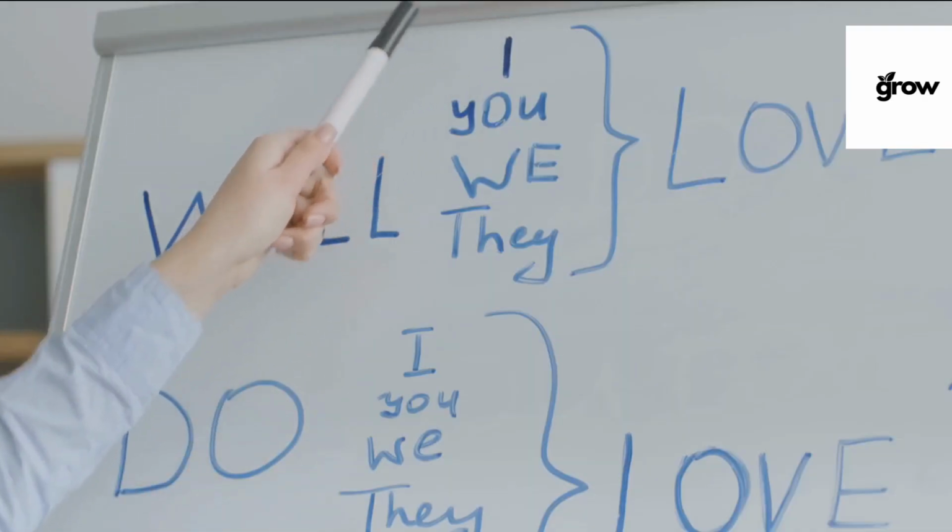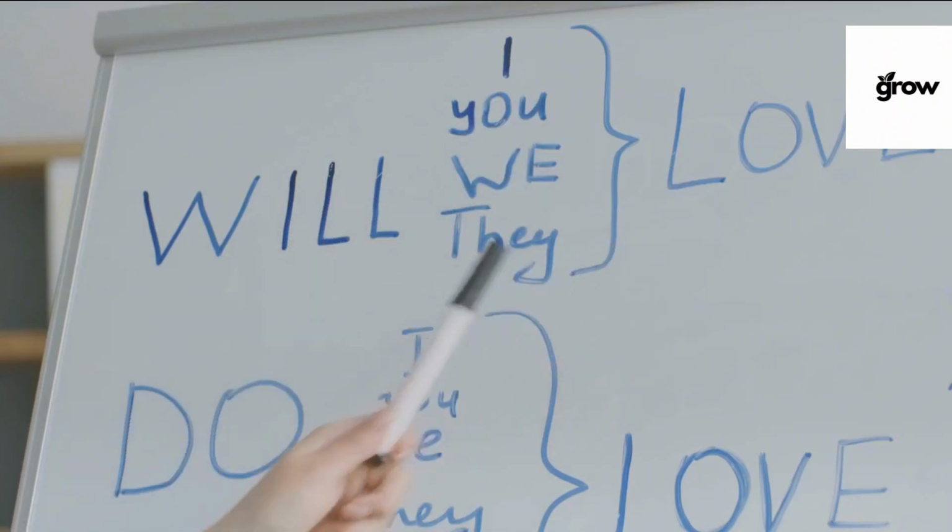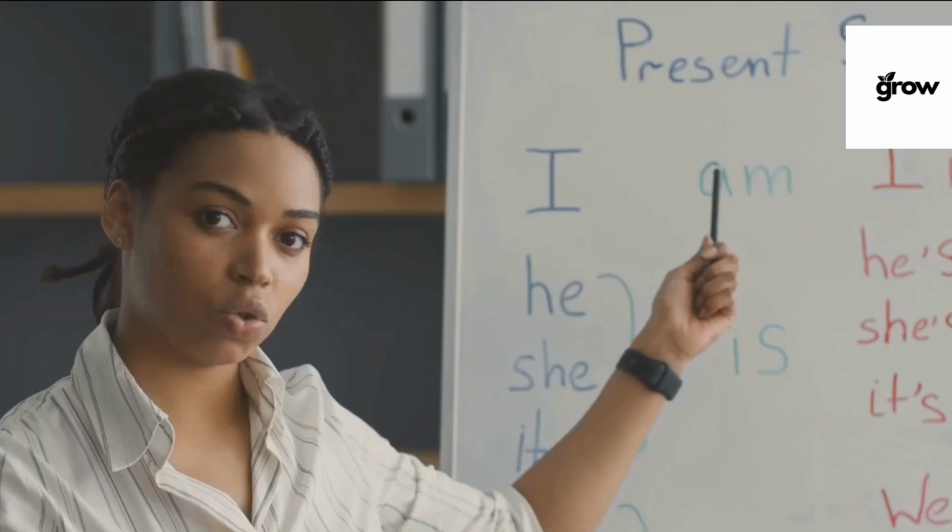Finally, it's important to know that the past tense can be regular or irregular. Regular verbs simply add ed to the base form, like walked or jumped. Irregular verbs, however, change in unique ways, like swam or fought.